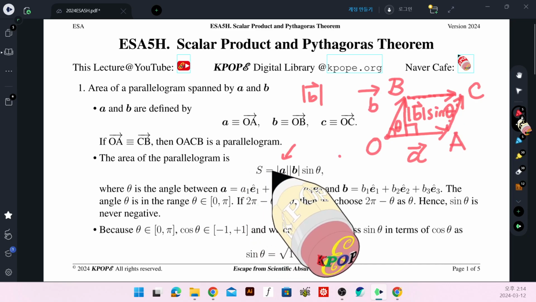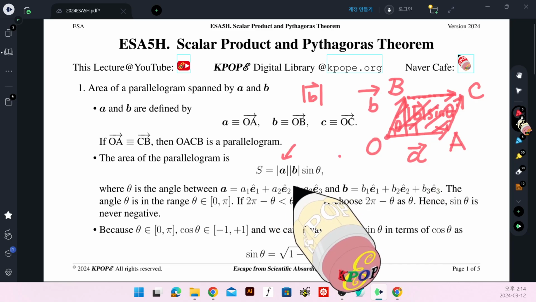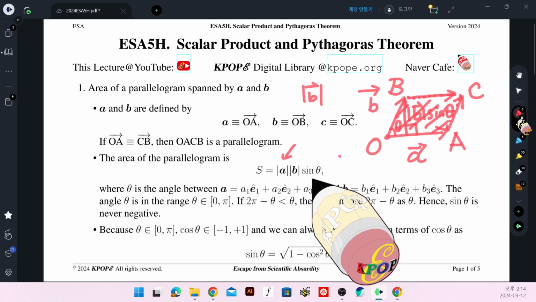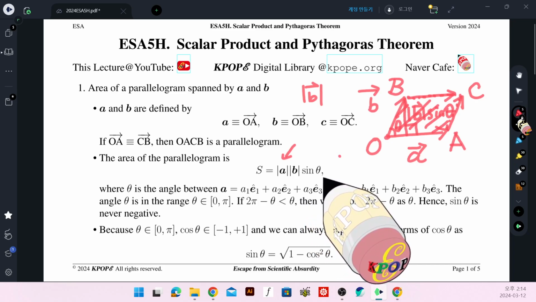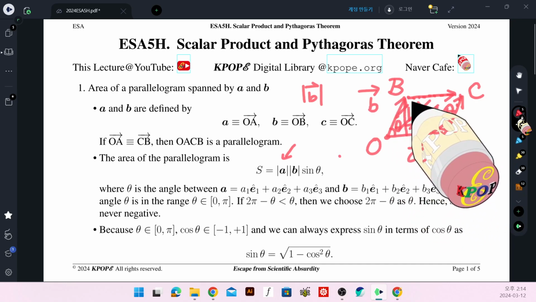Therefore, the area of this parallelogram is A absolute value multiplied by B absolute value multiplied by sine theta, where theta is the angle between A and B. Okay.